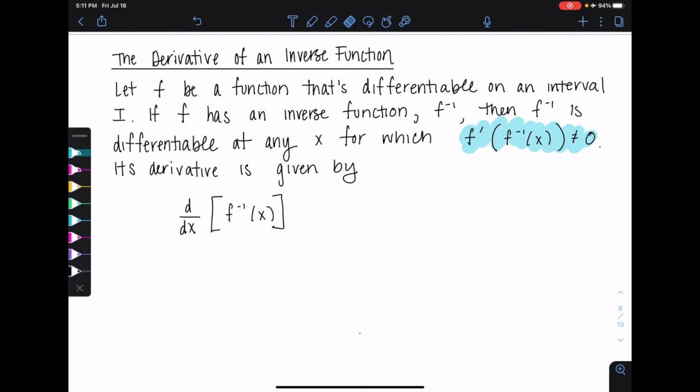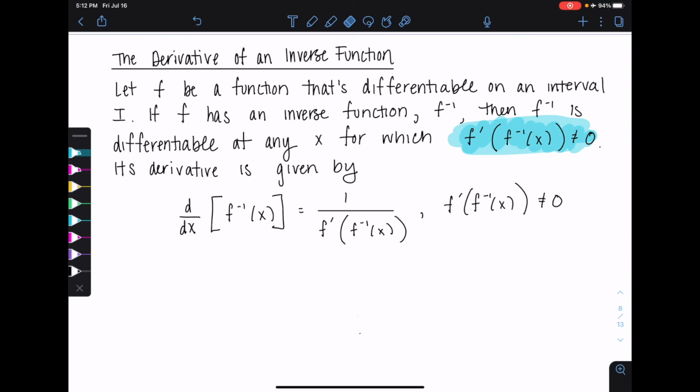So if I want to take the derivative of an inverse function, it's going to deal with the function itself, and it's going to deal with this unique expression here. So the derivative is going to be given by 1 divided by the derivative of my original function evaluated at my inverse, as long as this denominator is not equal to 0.